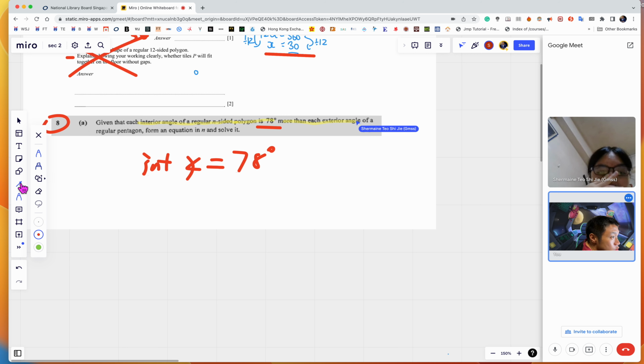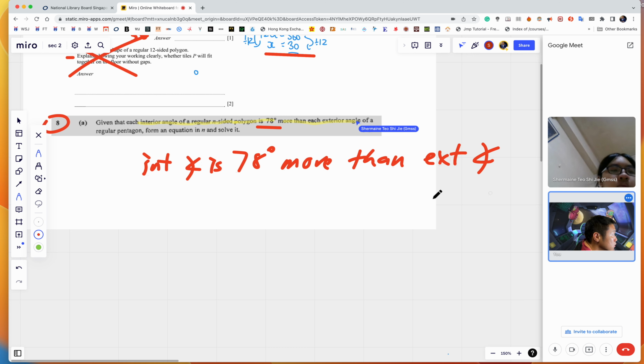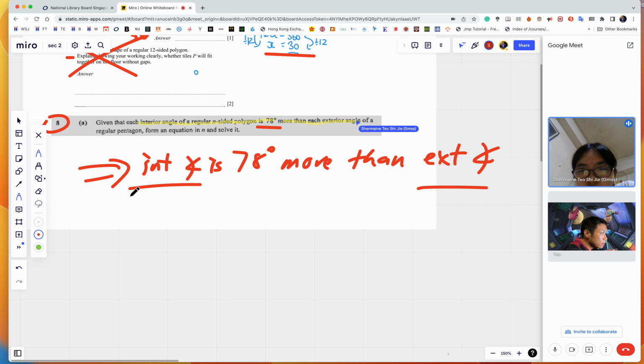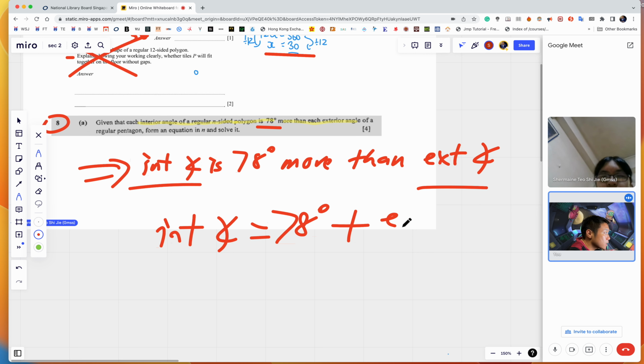Okay, no, hold on. I just write down the statement first. Is 78 more than exterior angle. Okay, so which one is bigger? Interior or exterior bigger? Given by this statement, which one is bigger? Interior. So interior is bigger, so interior angle is equal to 78 plus exterior angle.